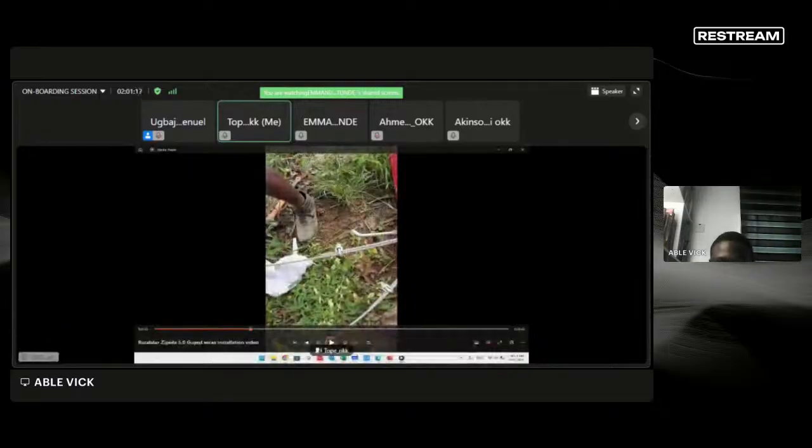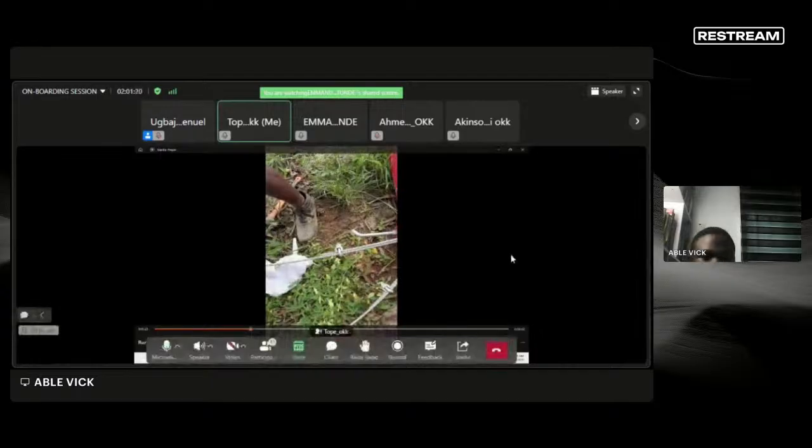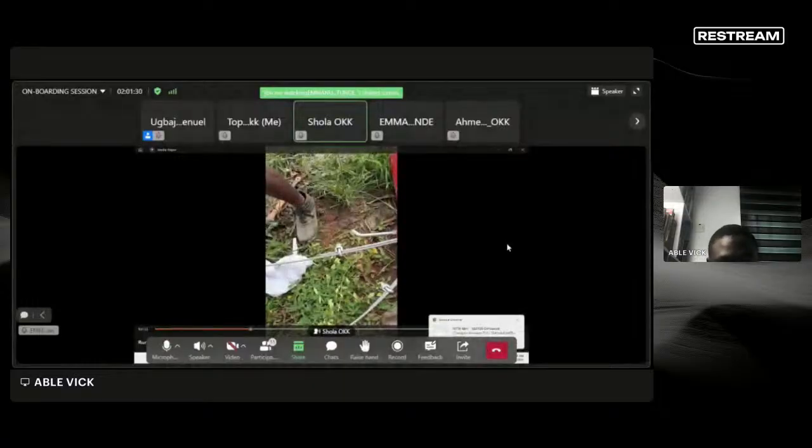They just install the tower like that. They did. Yes. I can share the one we did in Kaduna. I can share the video to you.